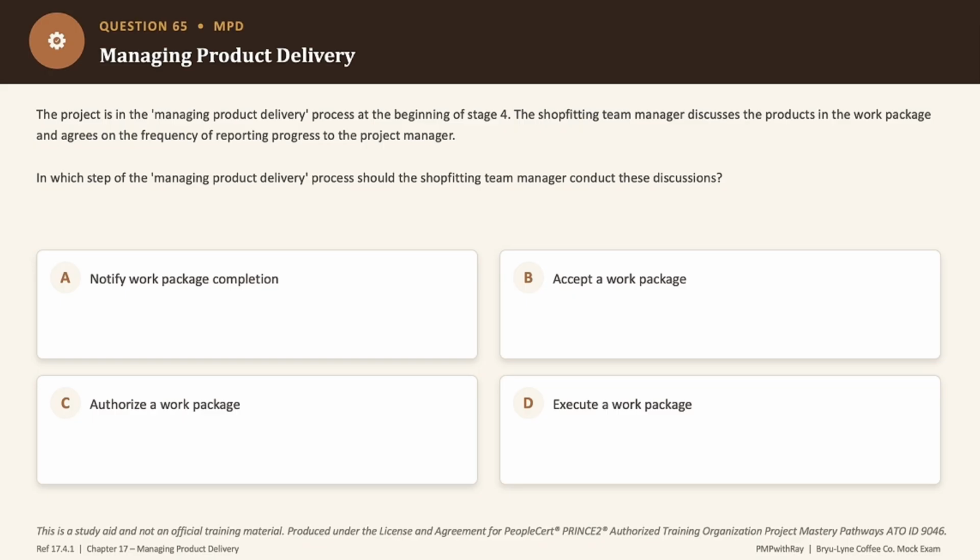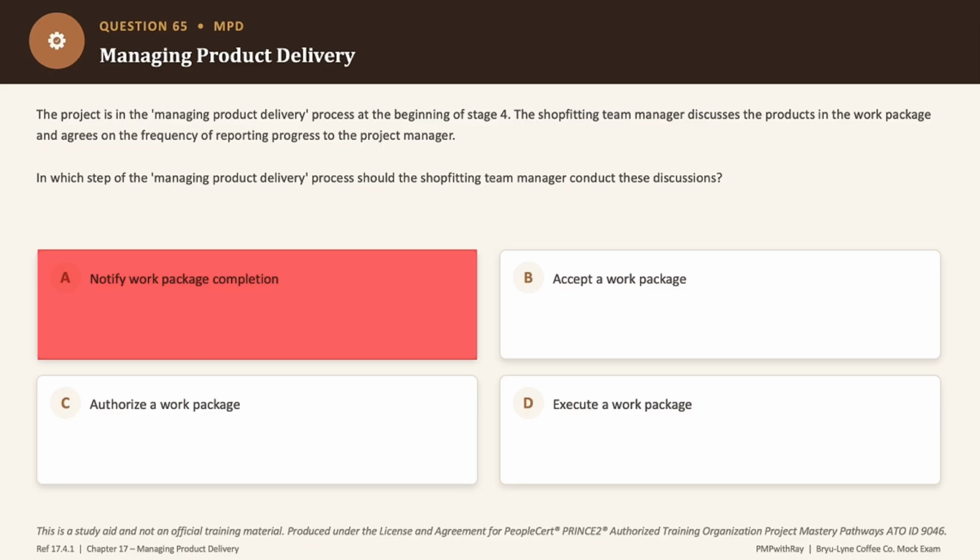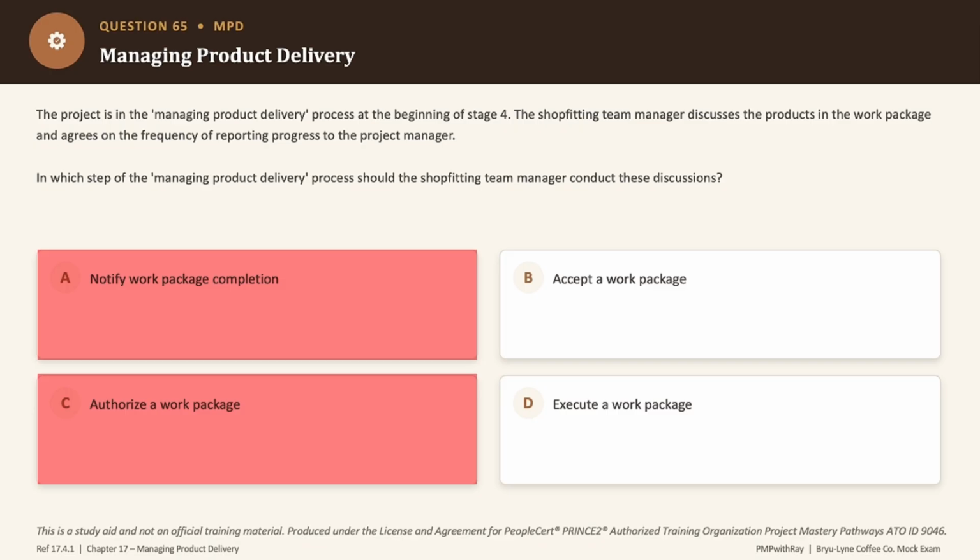Now, option A, notify work package completion happens at the very end, okay, once the work is finished. So that is far too late for this conversation. So an incorrect answer choice. Option C, authorize a work package is the project manager's side of things, defining and issuing the work package and making sure that the team manager agrees to it. So that is also an incorrect answer choice.